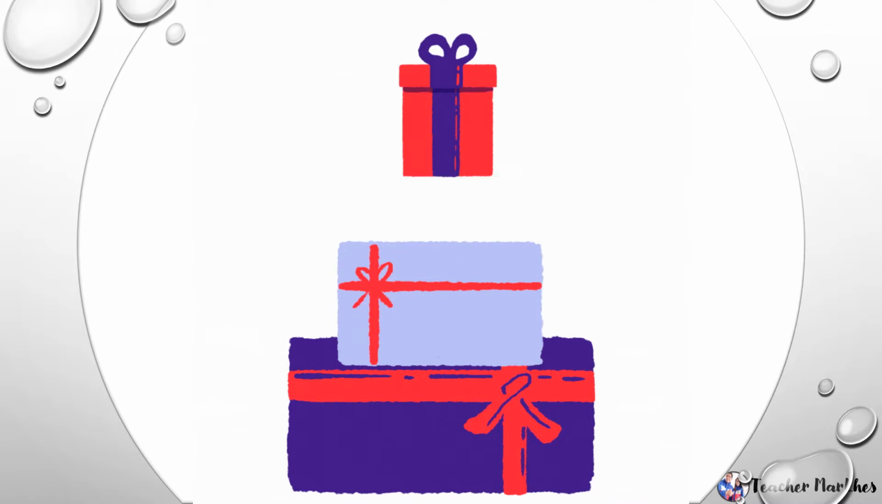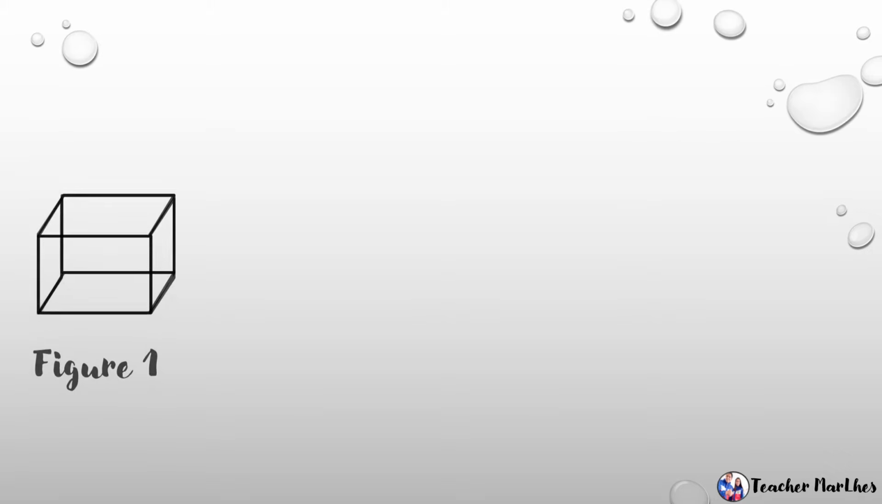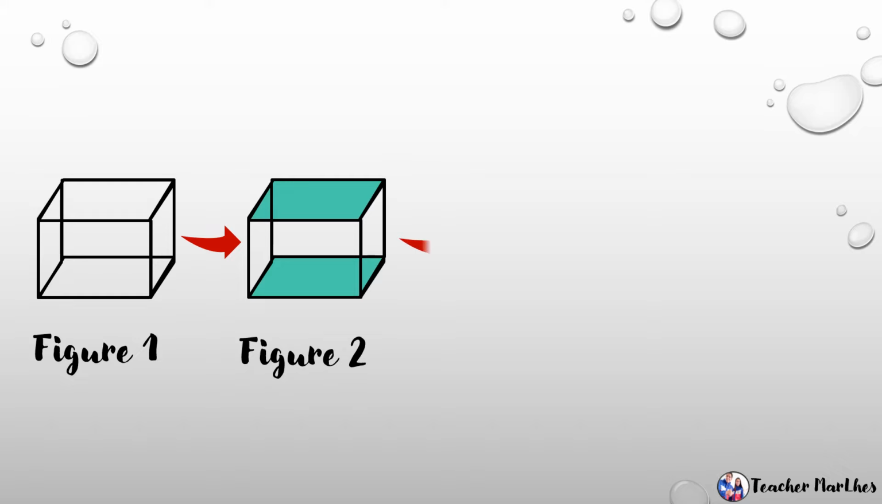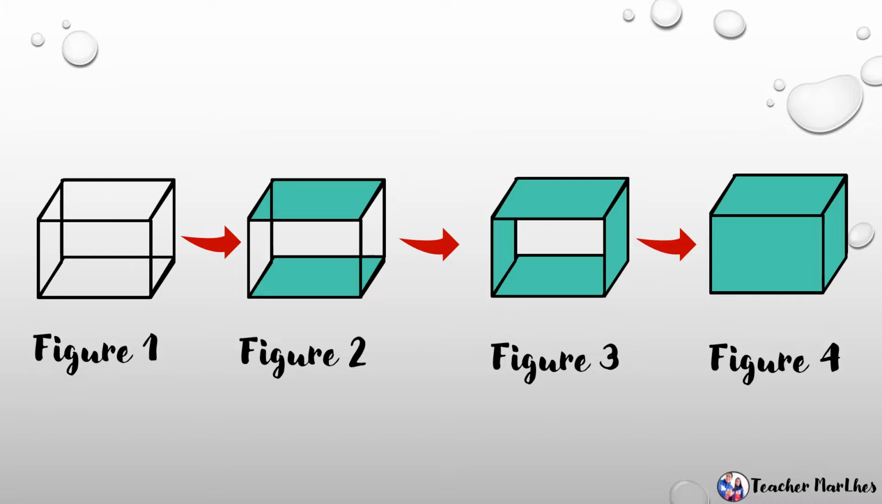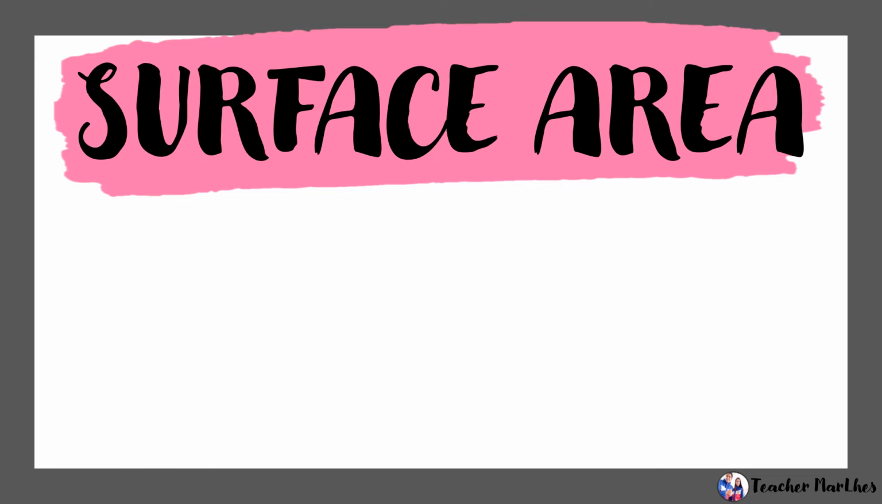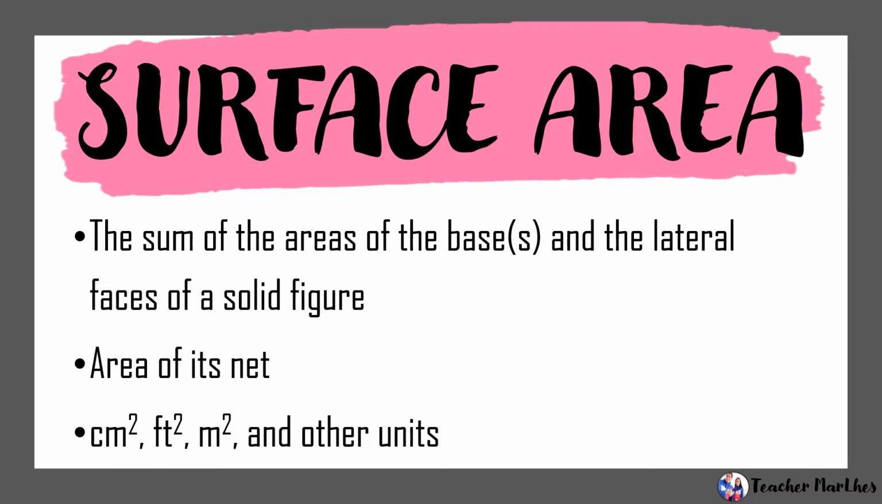Suppose that you have to make a gift box and you want to cover it. So you will have to cover one face at a time until all faces are covered. The entire area of the surface covering the box is called the surface area of the box. Surface area is the sum of the areas of the bases and the lateral faces of a solid figure. One way to find the surface area of a solid figure is to find the area of its net. You measure area in square units such as square centimeter, square feet, square meter, and other units.